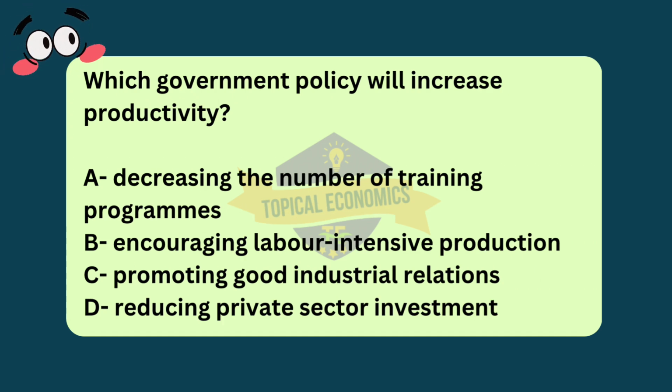Moving to question 6. Which government policy will increase productivity? A. Decreasing the number of training programs. B. Encouraging labor-intensive production. C. Promoting good industrial relations. D. Reducing private sector investment. Reference, 2021 October, November, version 2. The correct answer for this question is option C, promoting good industrial relations.